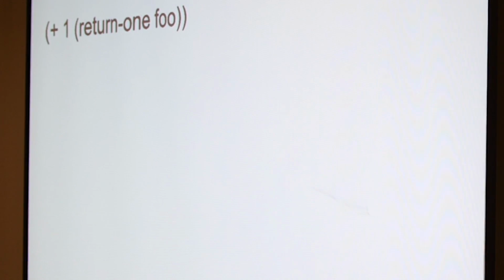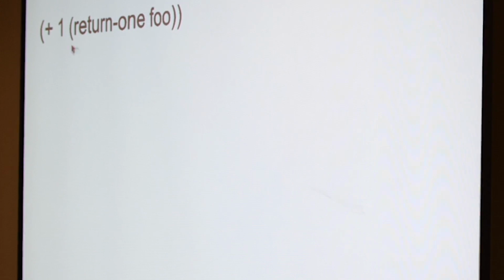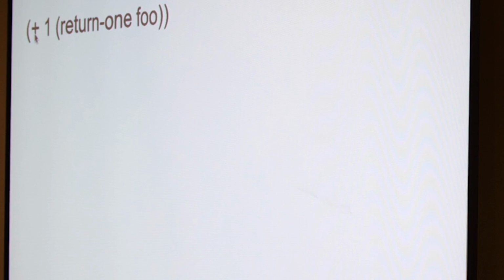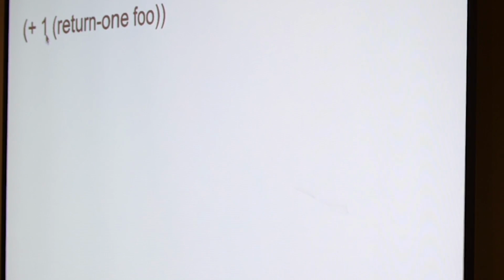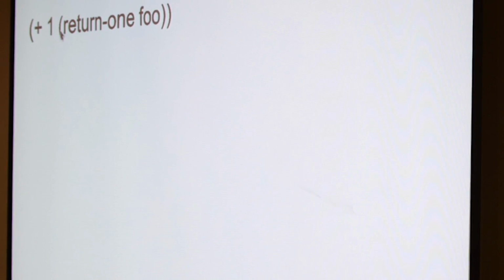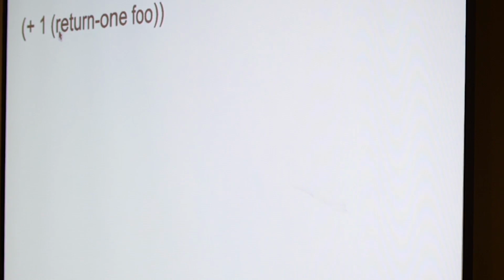Okay. Now we're going to step it up a notch. We now have two contexts. We have this inner one, which calls return one, and then we have an outer one which calls the addition primitive with a parameter of one, and whatever will be returned from this inner context. Does that make sense to everybody?